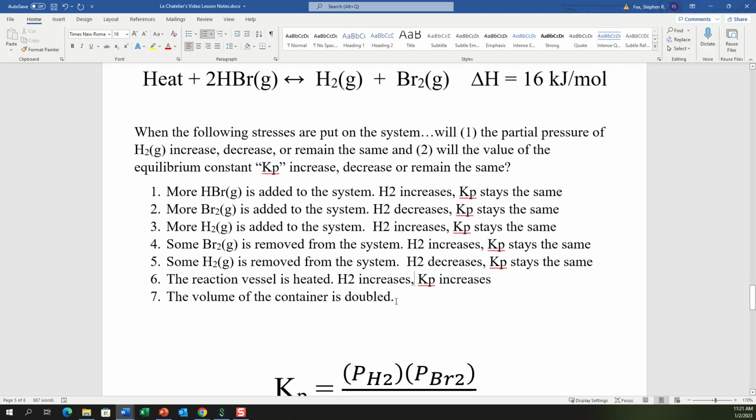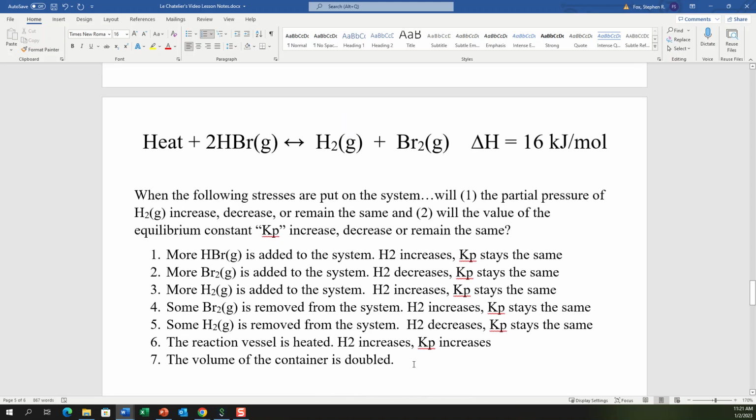So the volume of the container is doubled. All right, so here's where this is tricky. There wouldn't be a shift because you have equal moles of gas, right? Okay, but be careful. There is no shift. There's no Le Chatelier's principle shift, but that means the partial pressure of H2 would decrease. Why? Because there was no shift, so the number of H2 particles in the container stays the same, but now it's in a bigger space. So you have a bigger volume, same number of particles moving at the same speed because the temperature didn't change. So partial pressure decreases, and K stays the same.